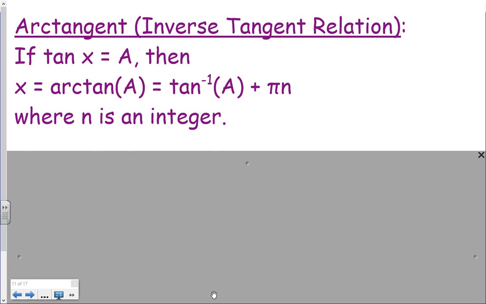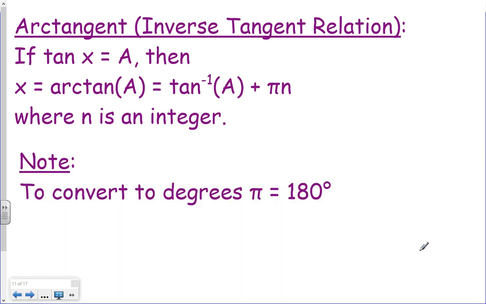Arc tangent, what we just found, is equal to the tangent inverse of a plus pi n, where n is some integer. Now this is in terms of radians. If you wanted to switch this over to degrees, you can definitely do that. Just use your conversion. Pi radians is equal to 180 degrees, so you'd be adding 180 degrees times n instead of adding pi radians times n. But you can do a conversion there, of course, for any one of these 3 inverse trig relationships. Just make sure you replace all of the pi's that you see in there with the appropriate conversion.